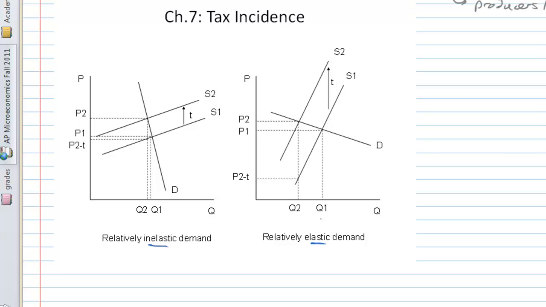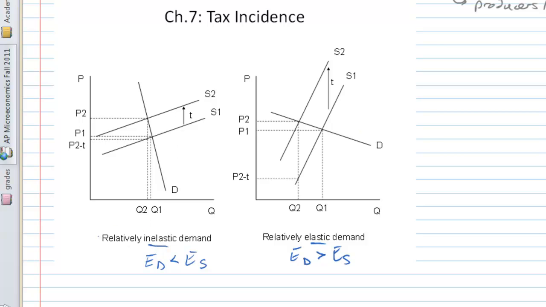Depends on the elasticity of demand, and actually the elasticity of demand and supply. Because when we say relatively inelastic demand, we're saying that the elasticity of demand is less than the elasticity of supply. Whereas when we say relatively elastic demand, we're saying the elasticity of demand is greater than the elasticity of supply. So relative being relative to the elasticity of supply. And I think this is really easy to see on the graphs. So let's take each one at a time.